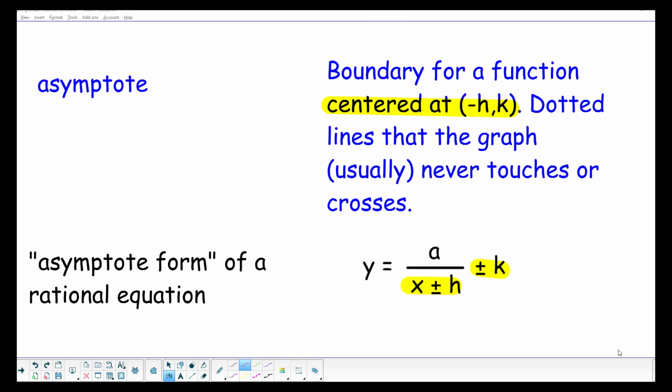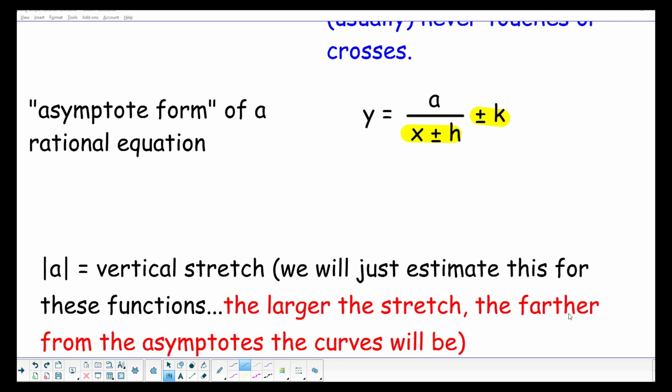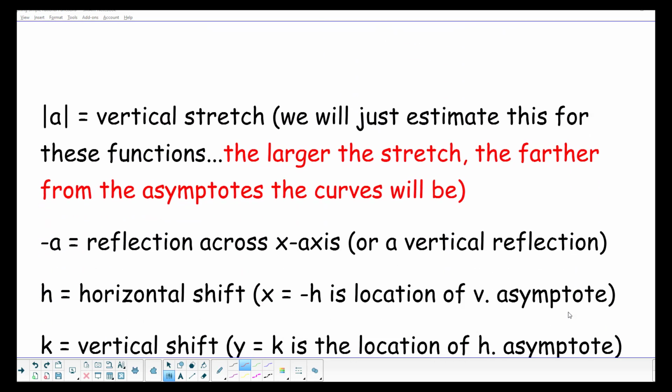So transformation rules are really nothing new, you guys. We have a, h, and k in charge of shifting, stretching, shrinking, and reflection, right? So we have our vertical stretch, a. It's the absolute value of a specifically, and the nice thing is we're just going to kind of estimate what this is for these functions. We're not going to be looking at too many points and too much multiplication. What we want to focus on really is just sketching these. The asymptotes are the key things that are really important for us.